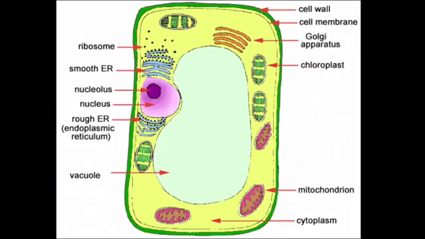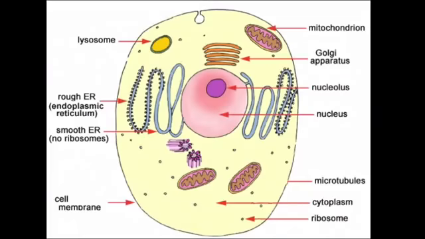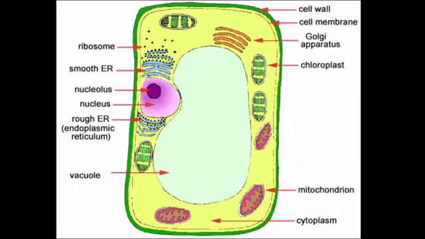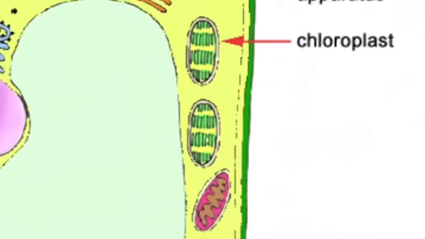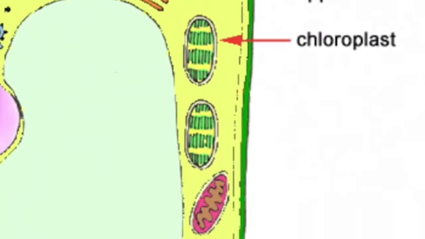To begin with, let's take a look at a plant cell and an animal cell. Chloroplasts and cell walls are unique to a plant cell. They will not be found in any kind of an animal cell. Chloroplasts contain chlorophyll inside them that makes it look green.